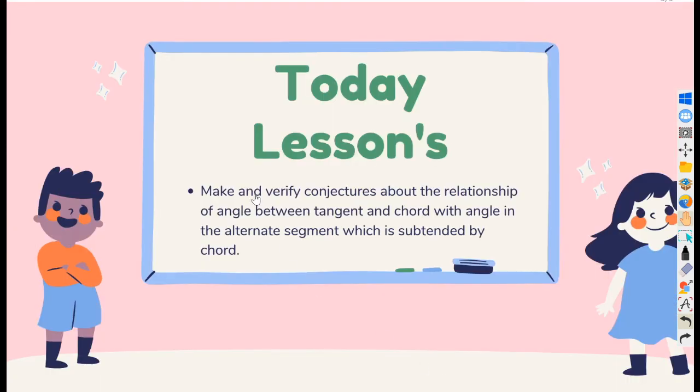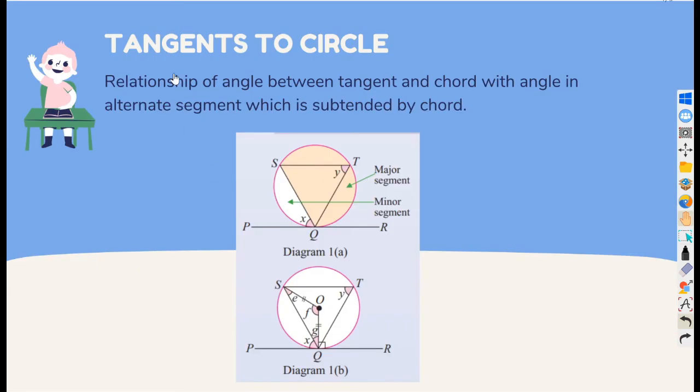For today's lesson, we will make and verify conjectures about the relationship of the angle between tangent and chord with the angle in the alternate segment which is subtended by the chord. First, we want to see the relationship of the angle between tangent and chord with the angle in the alternate segment which is subtended by the chord.